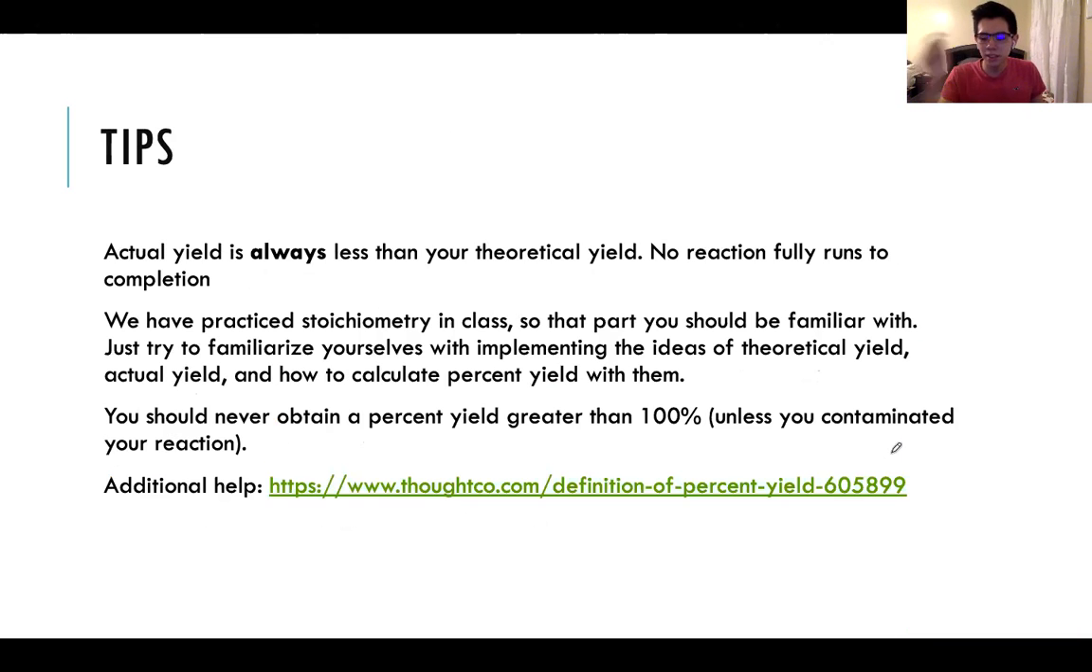And some general tips I would like to give about finding theoretical and percent yields in general is that actual yield is always going to be less than your theoretical, unless you did something completely wrong. If your actual yield is bigger than your theoretical, let's say in a laboratory setting, for example, it's very likely that your product is contaminated and there's other things in it. But in terms of this class, if you somehow get an actual yield that's bigger than your theoretical yield, you probably miscalculated your theoretical.